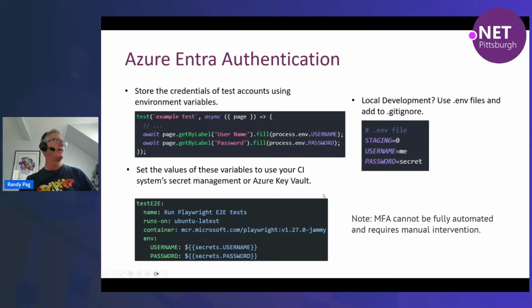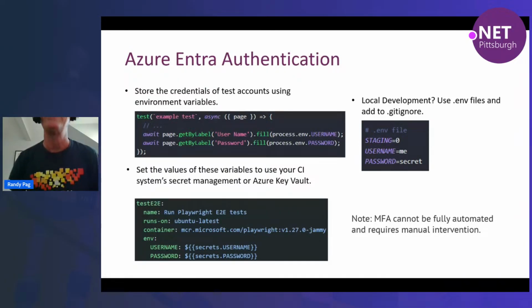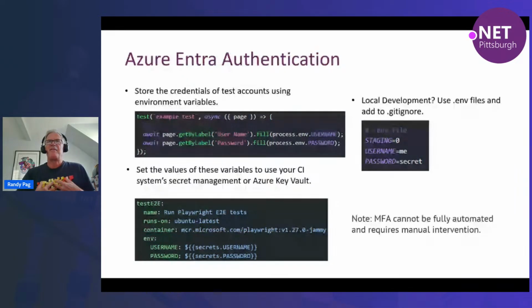I showed you local dev. The downfall here is if you have MFA or two-factor authentication, Playwright doesn't do really well with that, right? It can't detect that. It's sending something to my phone, right? So I can't detect that and continue on. So keep that in mind.